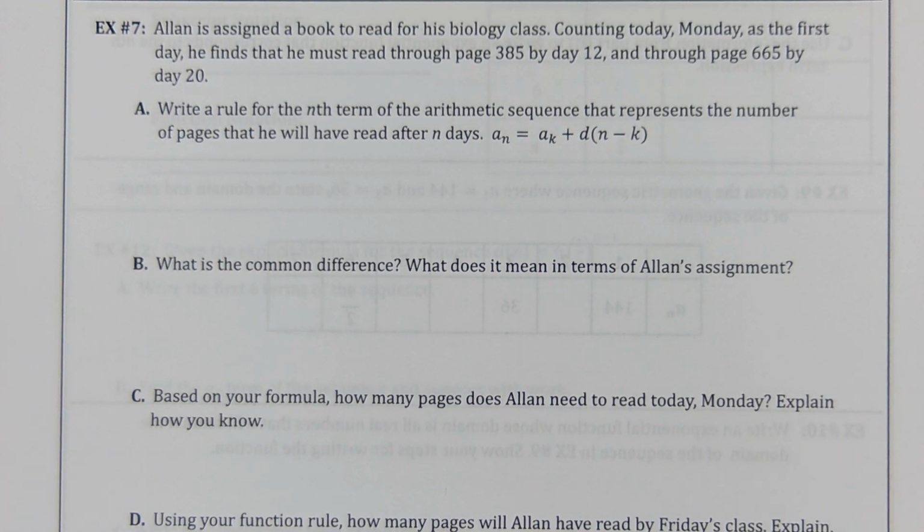Alan is assigned a book to read for his biology class. Counting today, Monday, as the first day, he finds that he must read through page 385 by day 12 and through page 665 by day 20. It says, write a rule for the nth term of the arithmetic sequence that represents the number of pages that he will have read after n days. Now, again, this question's open to interpretation.